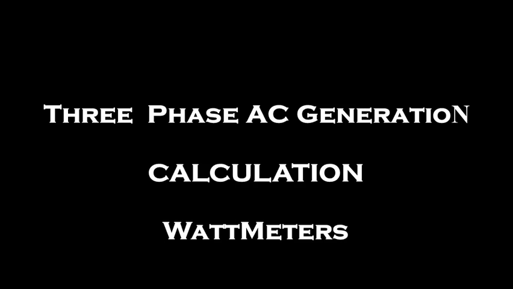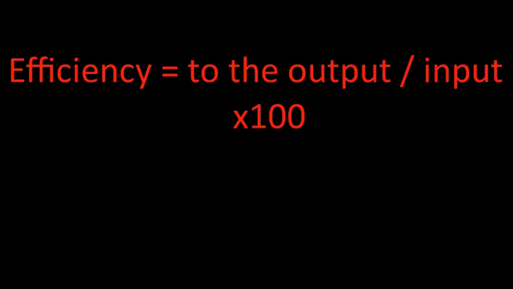Our topic here is three-phase AC generation calculations, including wattmeters, which is also part of three-phase AC generation. So first we're looking at the definition of efficiency. Efficiency is equal to the output divided by the input, and multiply that answer by 100%. Notice that's not the definition, but the formula. The formula is very simple.